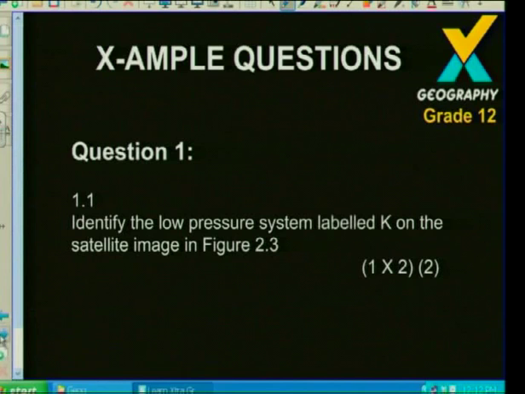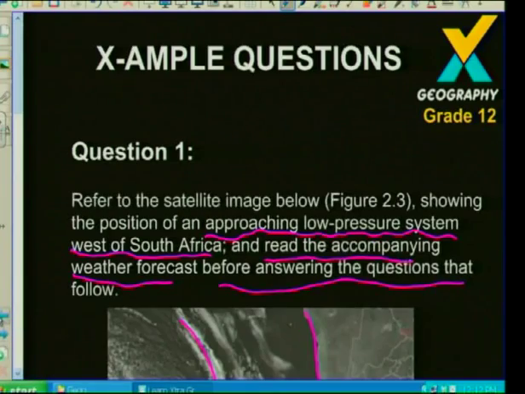So it's all dealing with the mid-latitude cyclone, the weather conditions, the change in the weather conditions, the dangers that are going to happen, some of the precautionary measures. So we've read all our information, and obviously now it's time to look at the questions. And there we have it again. Identify the low pressure system labeled K. The low pressure system labeled K.